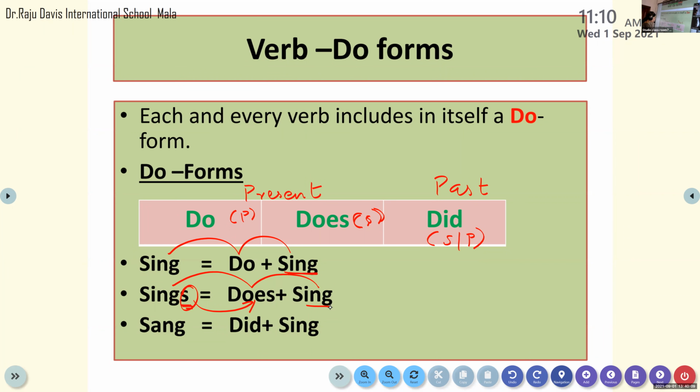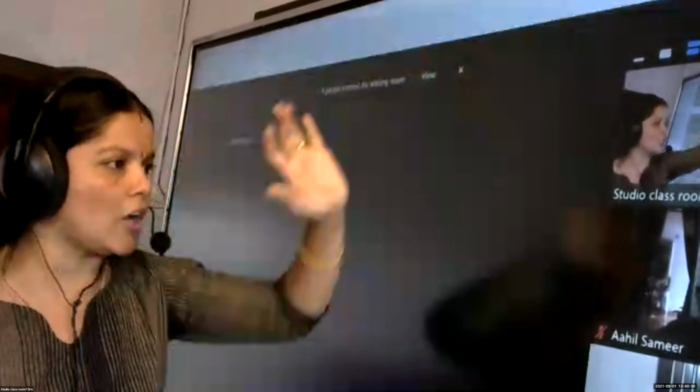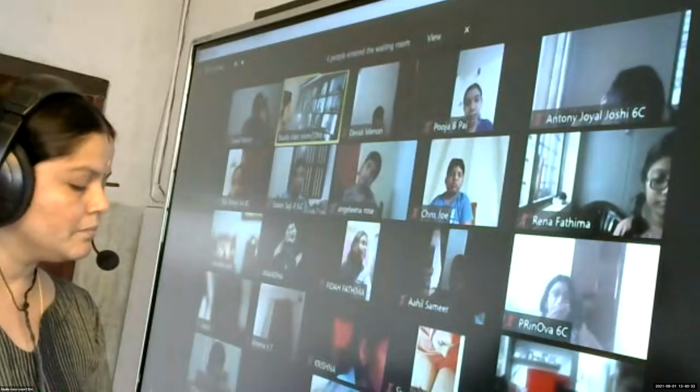If it is sang, it is the past form of the verb. So there is one did hiding inside. Okay, so I have taken the hidden did from that and I got sing alone. Okay, did plus sing. This process of splitting a main verb into do form plus base form is said to be the splitting of verbs in English grammar. Am I clear? Yes, ma'am.